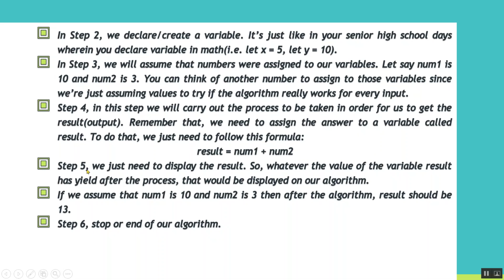And then in step 5, we just need to display the result. So whatever the value of the variable result has yielded after the process, that would be displayed in our algorithm. So if we assume that num1 is 10 and num2 is 3, then after the algorithm, result should be 13. And then in step 6, it stops or ends your algorithm. So that's it.